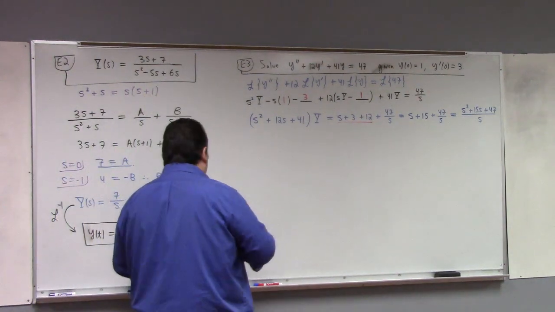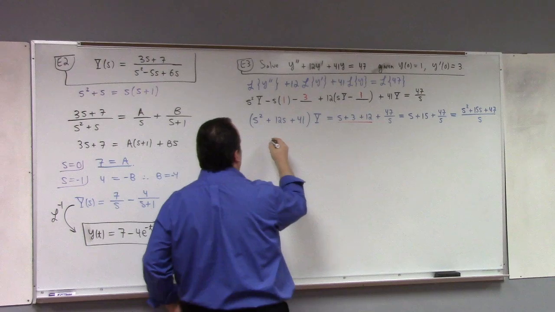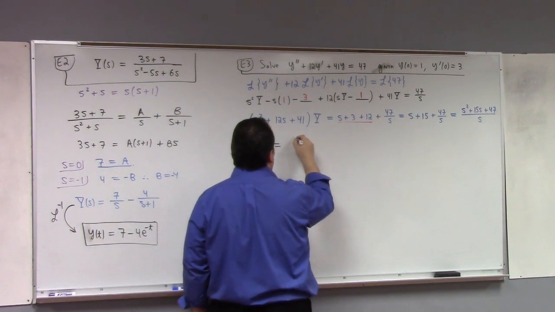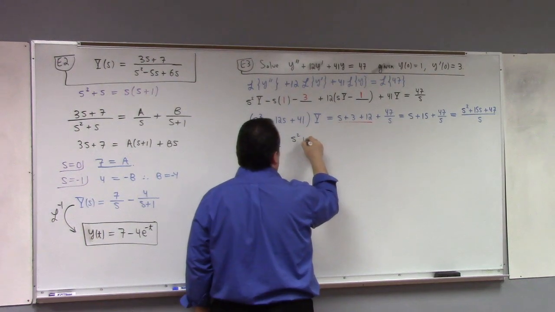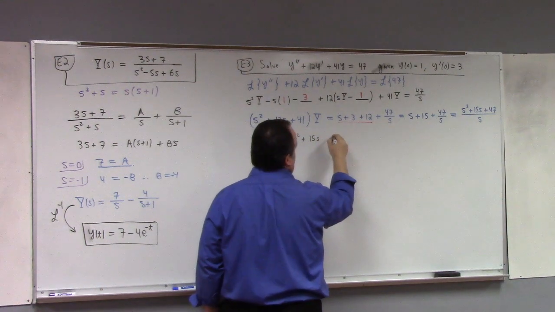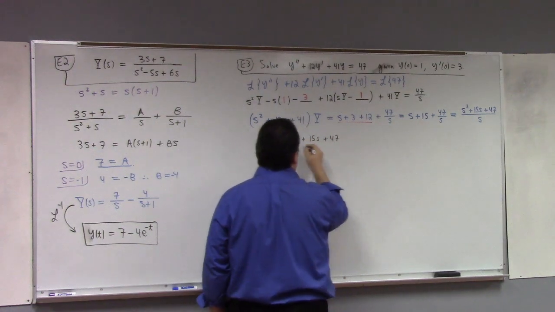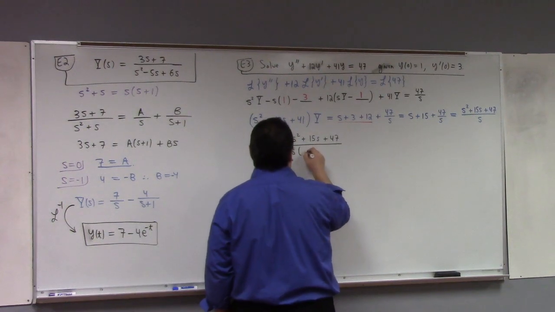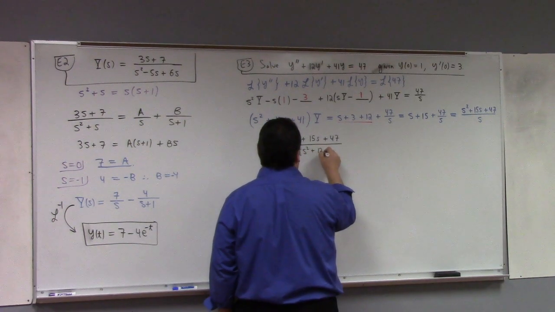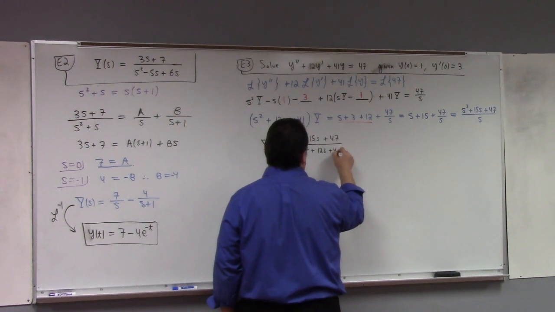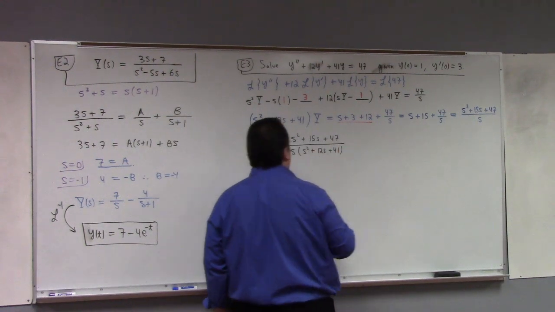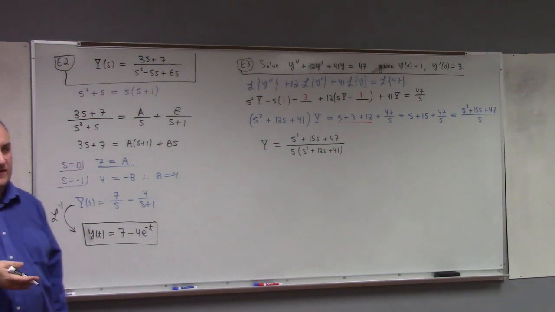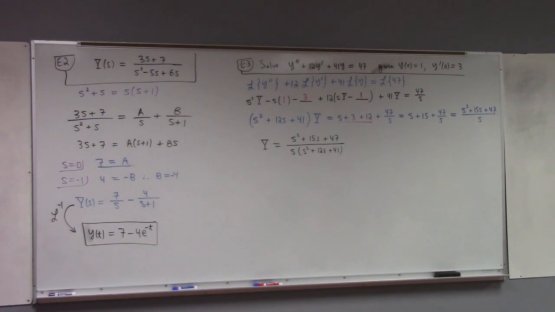All right, so if I solve for big Y, what do I have? I have big Y is equal to S squared plus 15S plus 47, all divided by S times S squared plus 12S plus 41. Now what does it take to solve the differential equation? Do you remember the next step in the table?